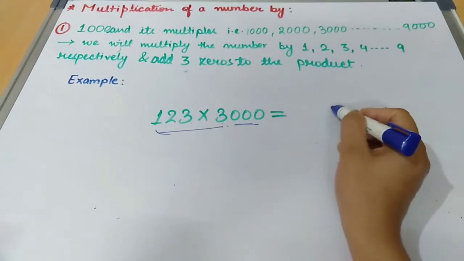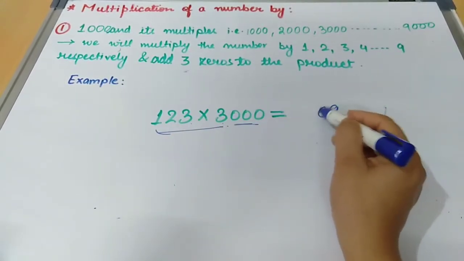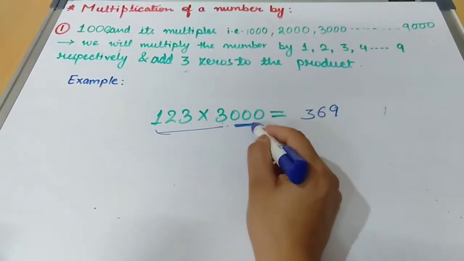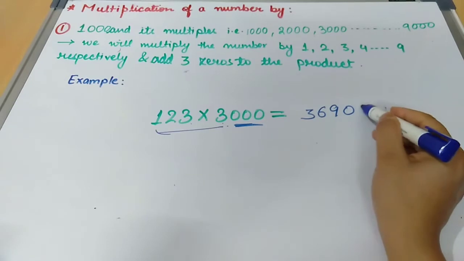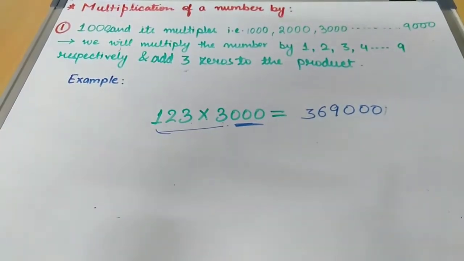3 3s are 9, we will write over here. Okay, 3 2s are 6. Now 3 1s are 3. Now since there are 3 zeros, so we will put 3 zeros at the end. This much thing you have to do.